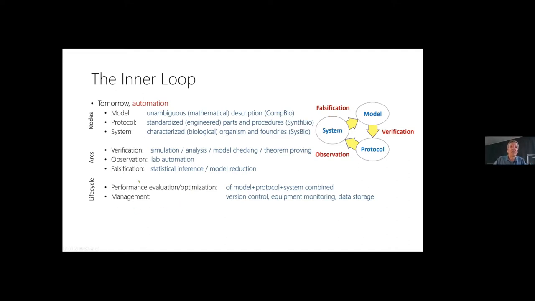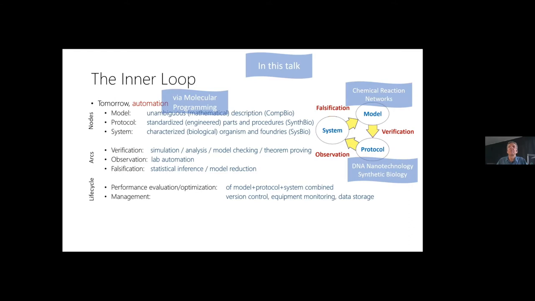There are also life cycle issues like performance evaluation of these models, optimization, and management, because you want to keep the whole system consistent and well-documented and to know who's done what and when. These are typical version control issues. But you can imagine that all this eventually will work out, and we're trying to build towards that. Now in this talk, in particular, I will concentrate on molecular programming as a way of going around these loops. The models will be chemical reaction network models, and the protocols will be DNA nanotech protocols. At least in this small framework, I think we can see how to possibly automate and close this loop in a fairly effective way.